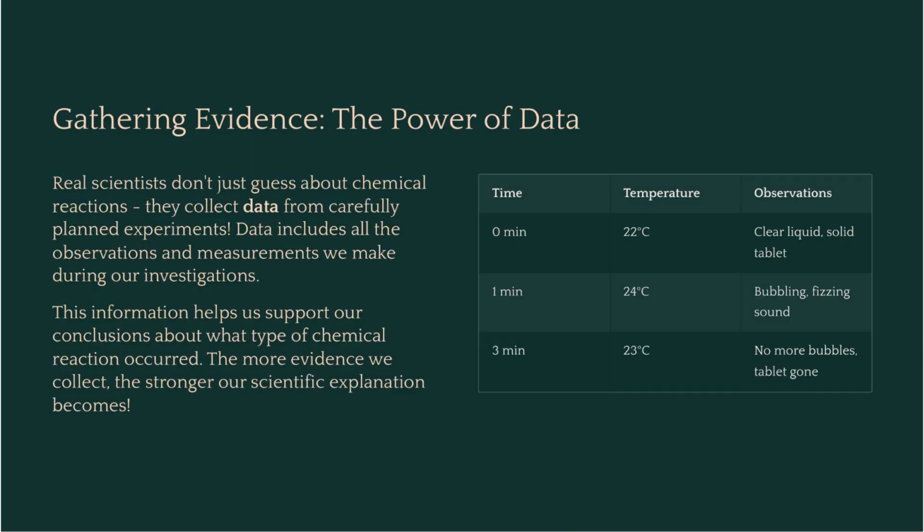To describe chemical reactions accurately, we need to gather information and data. In an experiment, we can use a thermometer to measure temperature changes, or a scale to measure the mass of the substances before and after. These observations and measurements provide the hard data that helps us describe the reaction and support our conclusions.